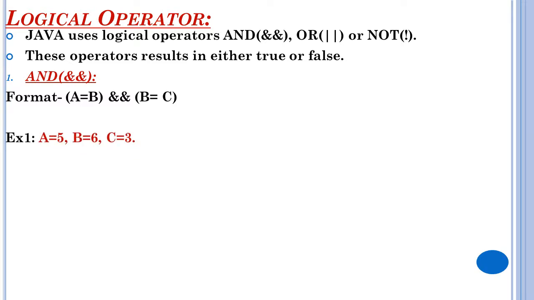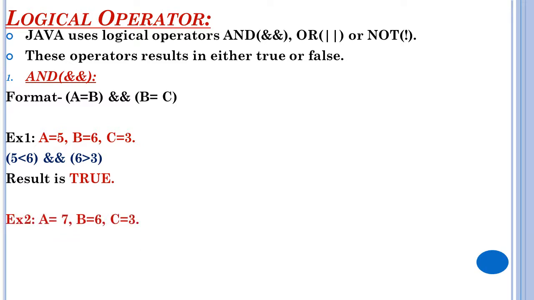An example: A equals 5, B equals 6 and C equals 3. I'll write the format I need: A is less than B and B is greater than C. I need to check like this. Means 5 is less than 6 and 6 is greater than 3. Here both sides need to be true. 5 is less than 6, yes, this is true. And 6 is greater than 3, this is true. Both sides are true, so you will get the final output as true, or else you will get false.